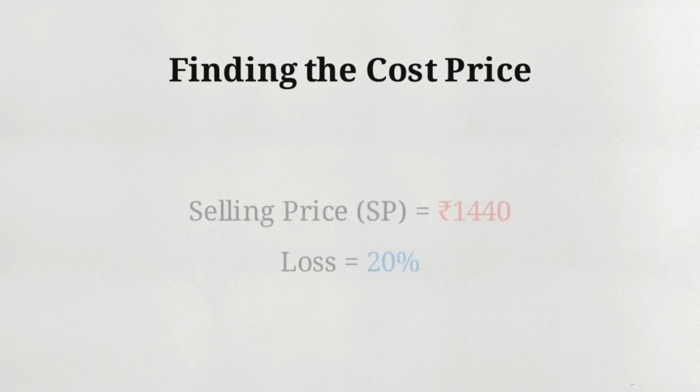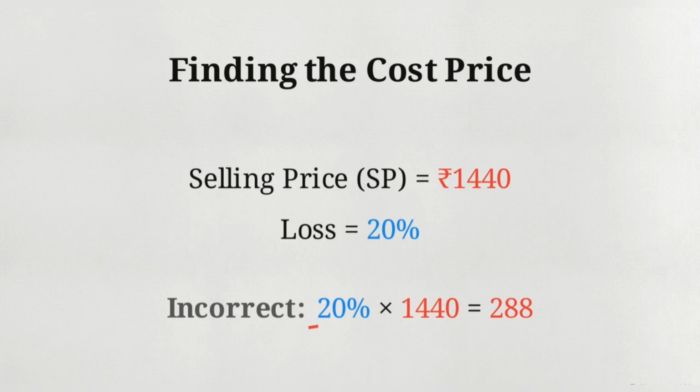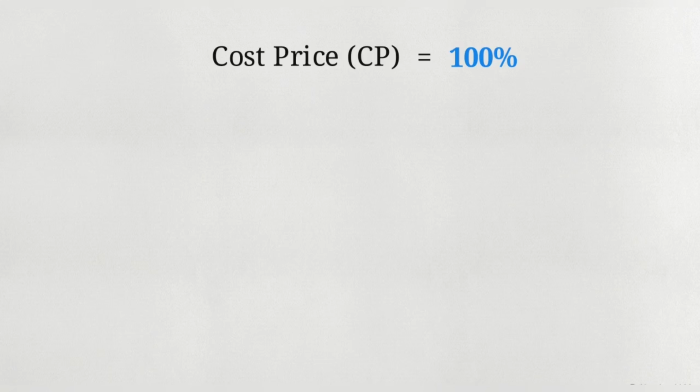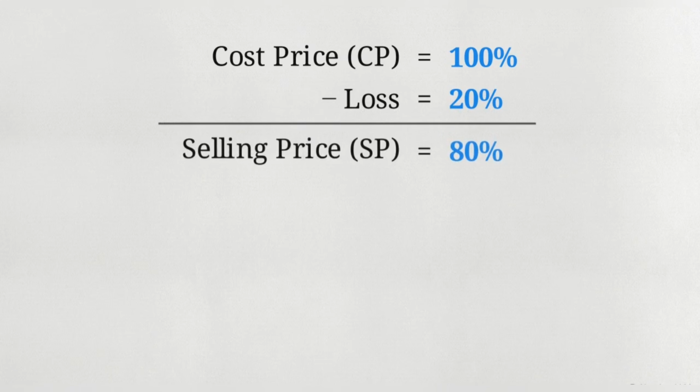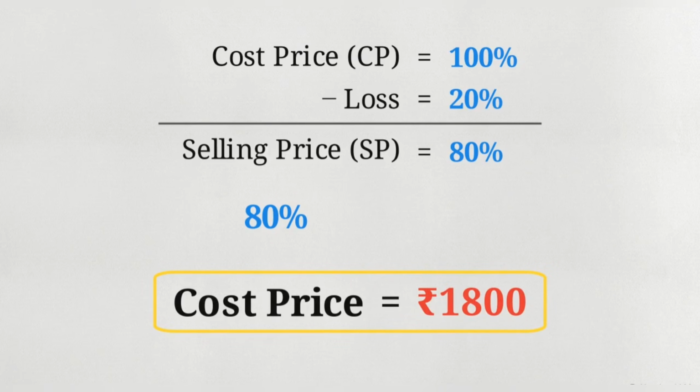Finding the cost price when working backwards requires careful attention. If an item sells for 1,440 rupees at a 20% loss, it is incorrect to simply calculate 20% of that 1,440. Consider the relationship. If the starting cost price is 100% and we lose 20%, what percentage of the original value does our selling price actually represent? It represents 80%. Therefore, 80% of our unknown base is 1,440 rupees. To find the full 100%, we multiply 1,440 by 100 and divide by 80, revealing a cost price of 1,800 rupees.